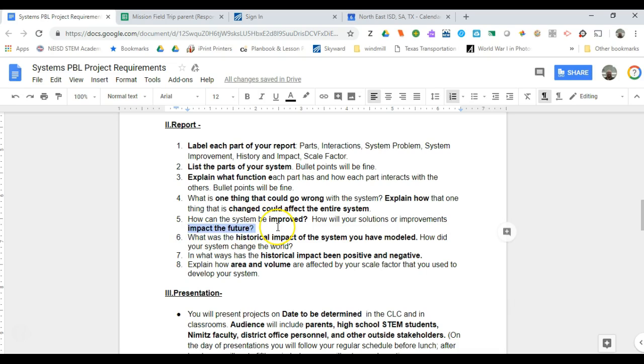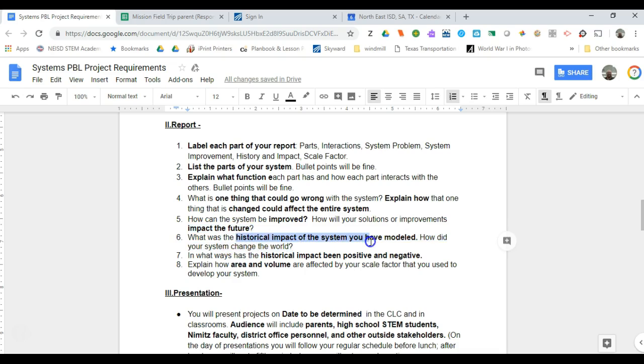Because if you're talking about an engine or something like that, and you're talking about fuel efficiency, well, that has long-reaching effects. If you get a car that can do 100 miles on a gallon of gas, whoa, the game has just changed. So that will have a historic impact. And that's what we're talking about next.